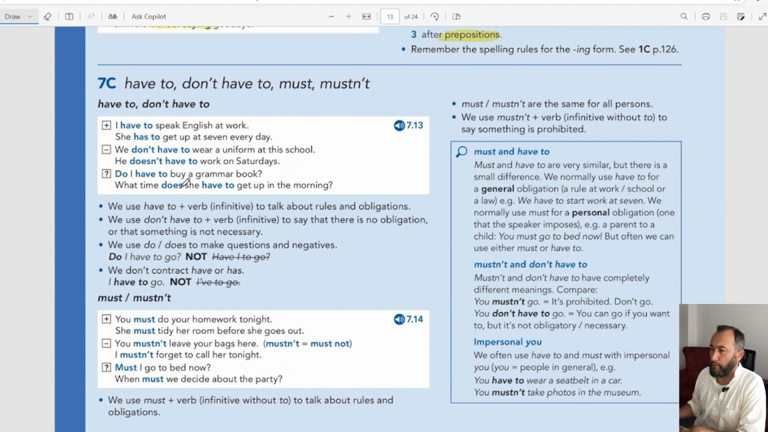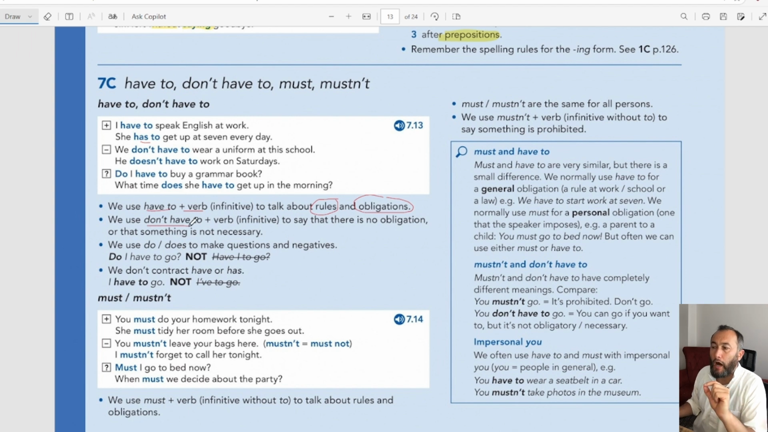Okay, so these are the important ones. So the first point, we use have to and verb. After have to, we must use infinitive, obviously, to talk about rules and obligations. Example, I have to speak English at work. You see, at work, I have to speak English. That's the agreement that I agreed on. I signed the employment contract. That means I obey the rules, so I have to. Or she has to get up at 7 every day. Maybe there's school or there's work. She has to get up.